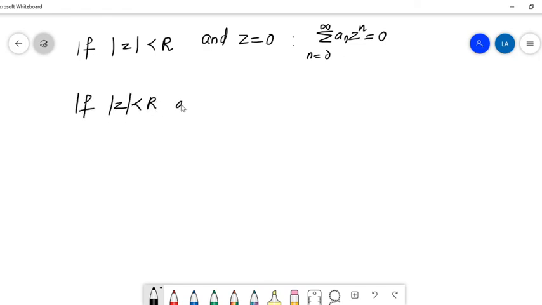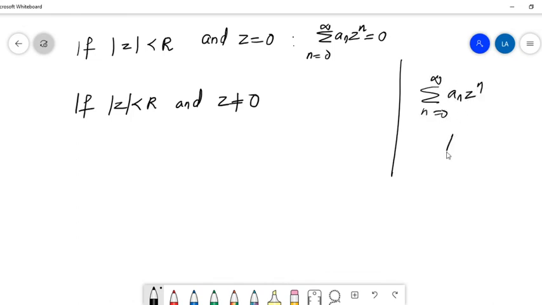In the next case, we are saying if modulus of z is strictly less than R and this z is not equal to 0. I'm assuming like that. We know that in the hypothesis, what did we say? Summation n equal to 0 to infinity a_n z raised to n has the radius of convergence as capital R. This we know.